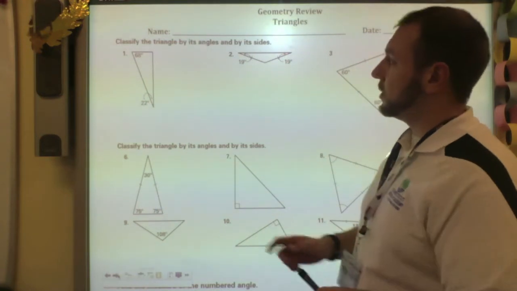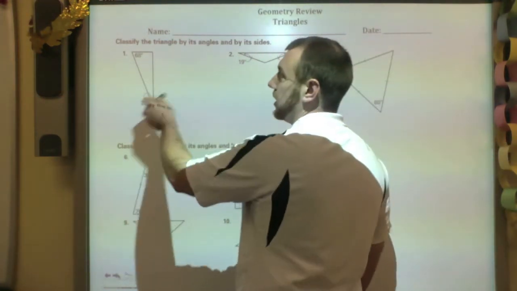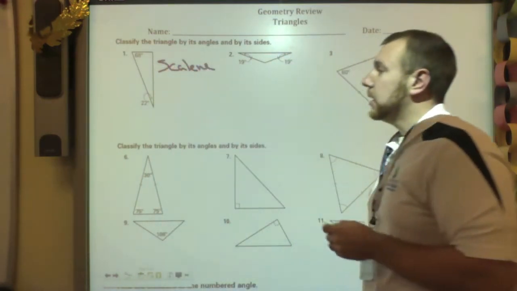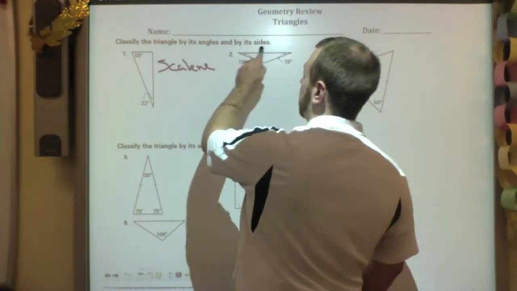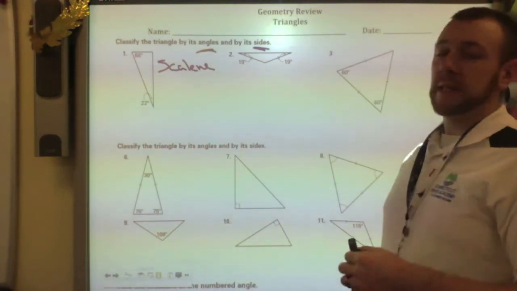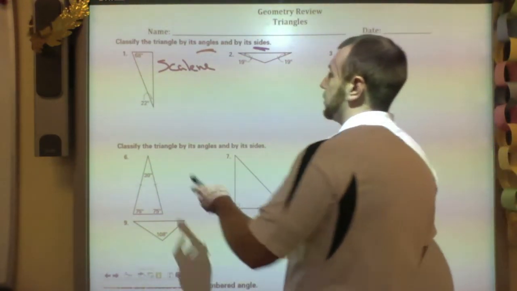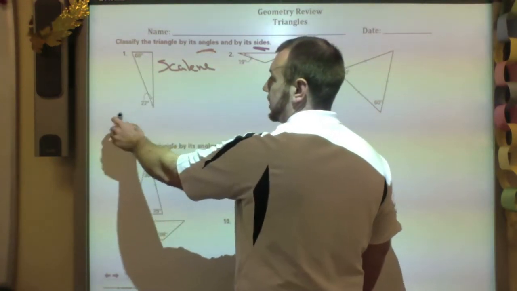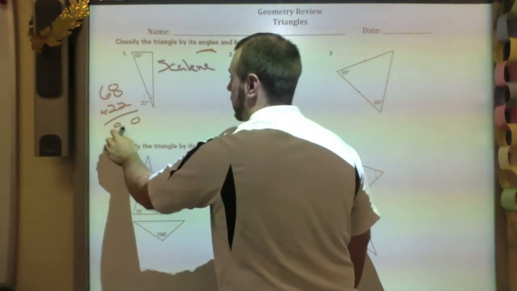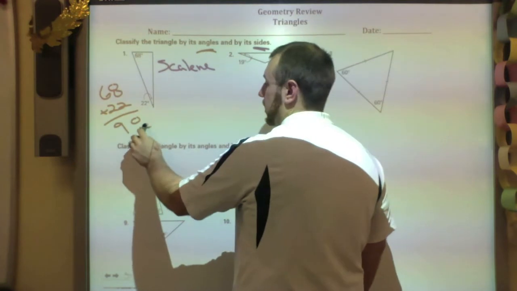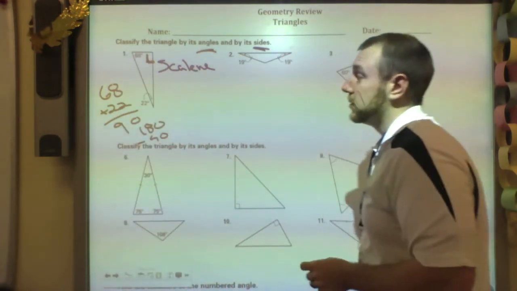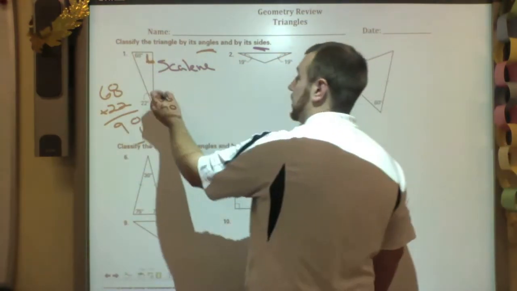So the first one you'll notice, okay, well, none of the sides are marked. So I'm going to name that scalene. Now, also, it says classify it by its sides. I did that. Now we've got to classify it by its angles also, which means that I have to find all the angles. Well, if this is 68 and then 22, I would add those, and I would get 90. So then 180 minus 90, that means that's a right angle right there.